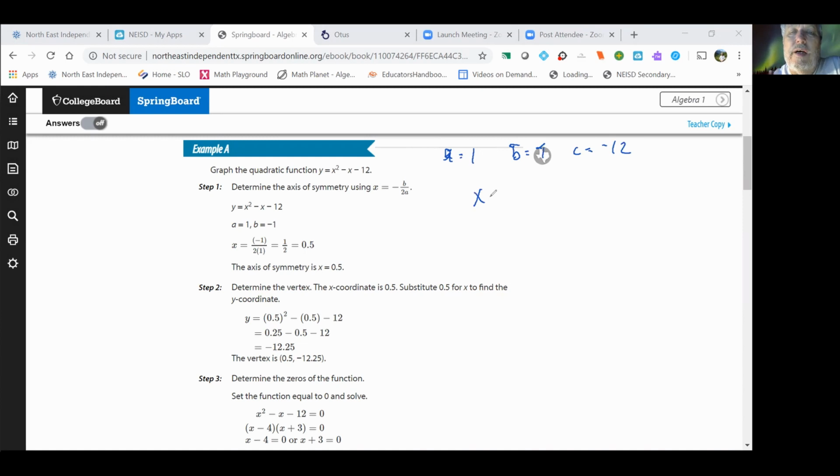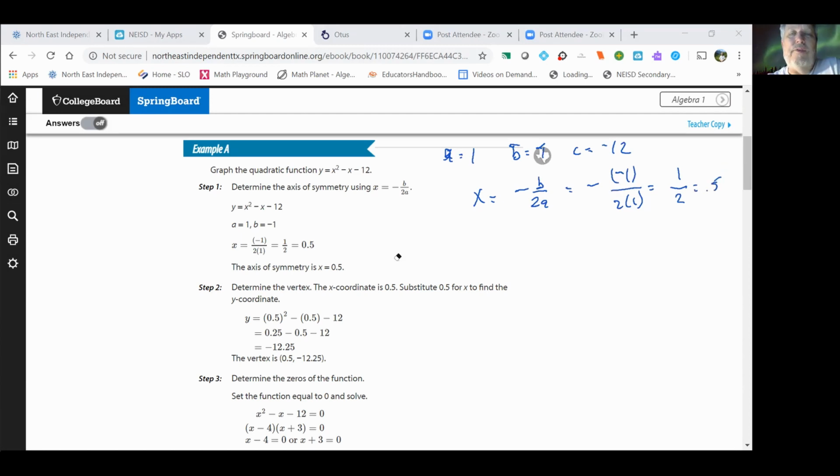So the first thing we want to do is find the x value of the vertex. We do that by using the axis of symmetry formula, -b over 2a, and we just fill it in. It's a negative, and then b is -1, and then we have 2 times 1. Negative times a negative gives two negatives here, so that's +1 over 2, or just 1/2. We could also write that as 0.5.